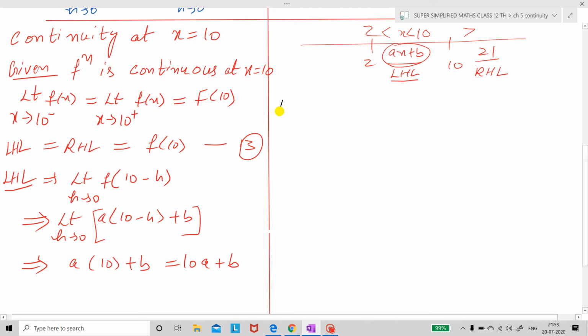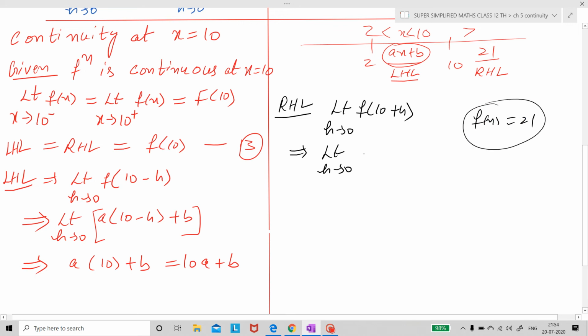Now we calculate the right hand limit of the function at the point 10. So that means limit h tends to 0, f(10 plus h), and the value of the function to the right of 10 is 21. That means limit h tends to 0 of 21. Since f(x) is 21 on the right hand side of 10, it remains 21 even if you put x to be 10 plus h. Since there is no x, this is a constant function. Limit of the constant is constant only, so the value of right hand limit is 21.